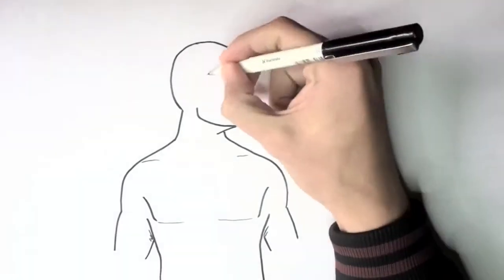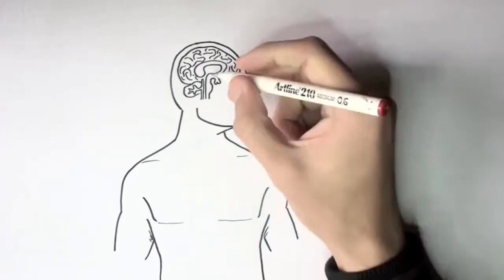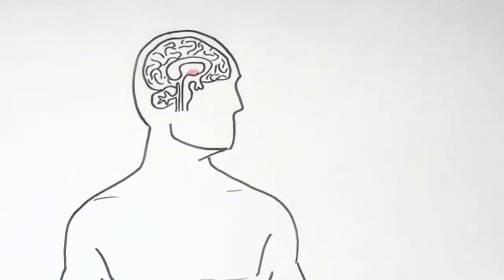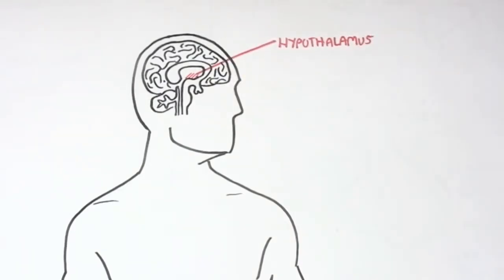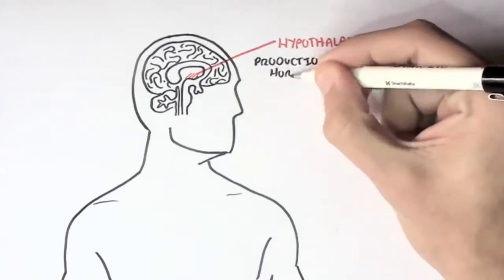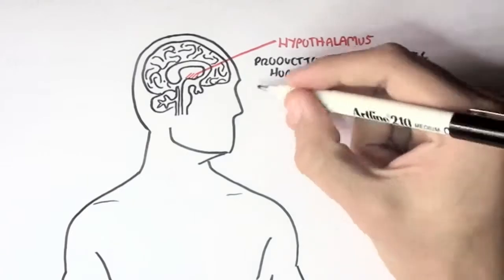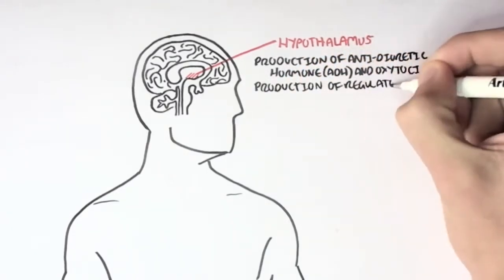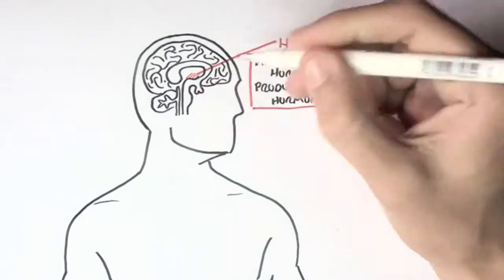The first is situated in the brain here. The first one is known as the hypothalamus, and this is an endocrine tissue. And the hypothalamus is responsible for the production of antidiuretic hormone and oxytocin. It is also responsible for the production of the regulatory hormones. And we will look at what these do.